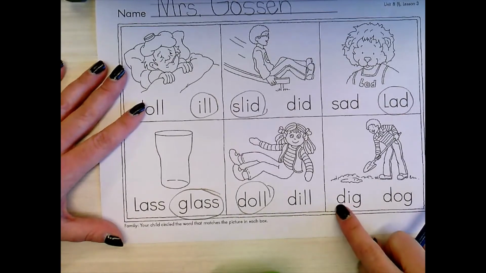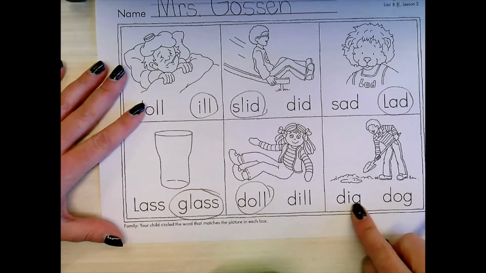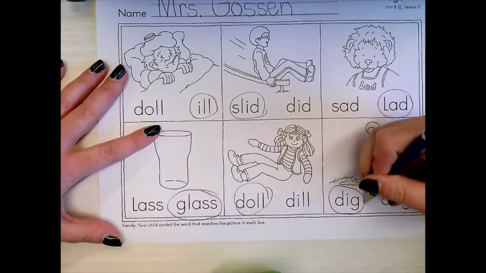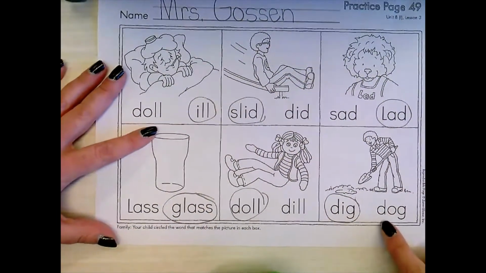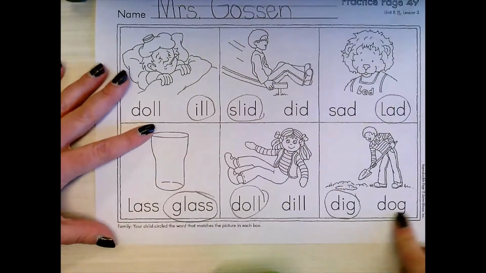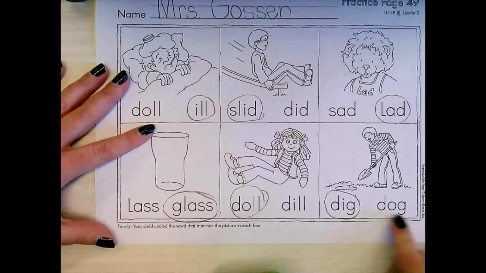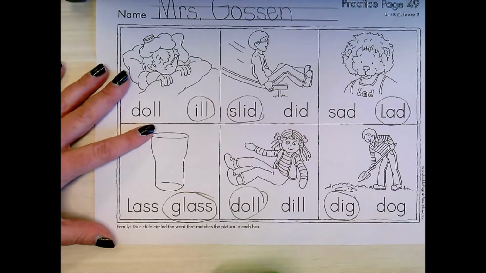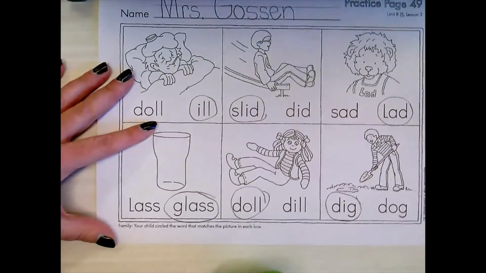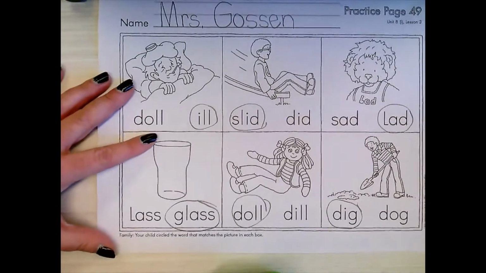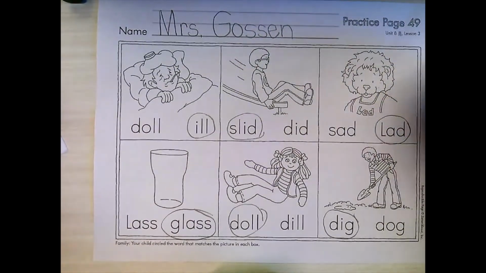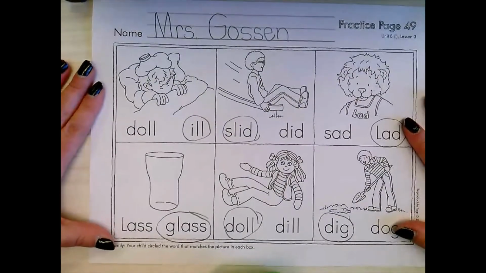Last one. Dig, dig, dig. Icky is digging, so I am going to circle the word dig. I'm going to practice this last word here just in case. Og, dog, dog. Yep, that is not a dog. How did you do? If you need to erase any or fix anything, you can do that now. And then if you'd like to color the pictures, you can color the pictures.